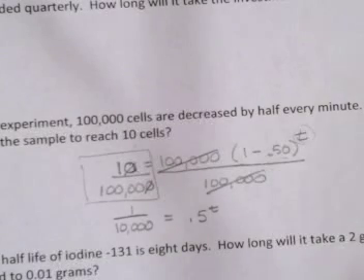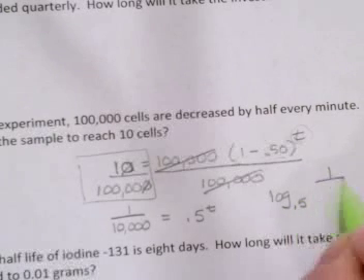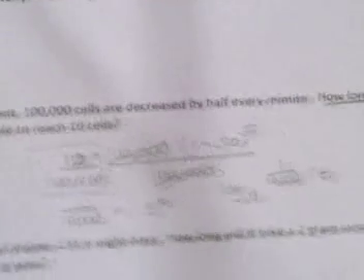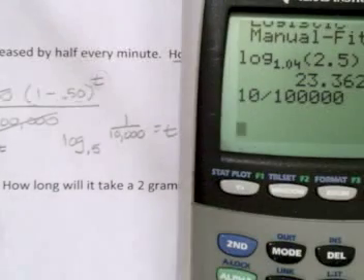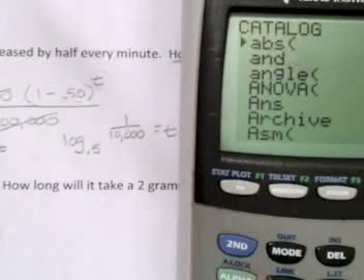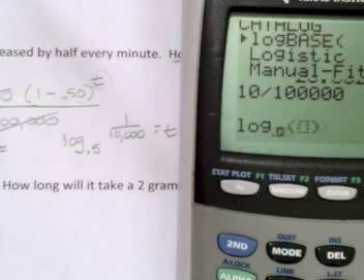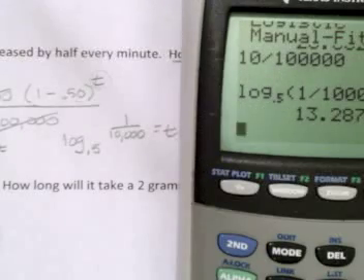So rewriting this as a logarithm, I would say log base 1/2 of 1 over 10,000 is equal to t. And notice I simply rewrote that as a logarithm. Now I can evaluate this with my calculator. I'm going to say we need to go to log base. And we need to say this is log base of 1/2 or 0.5. And I'm taking the log of 1 divided by 10,000. And when I evaluate that, I get 13.2.